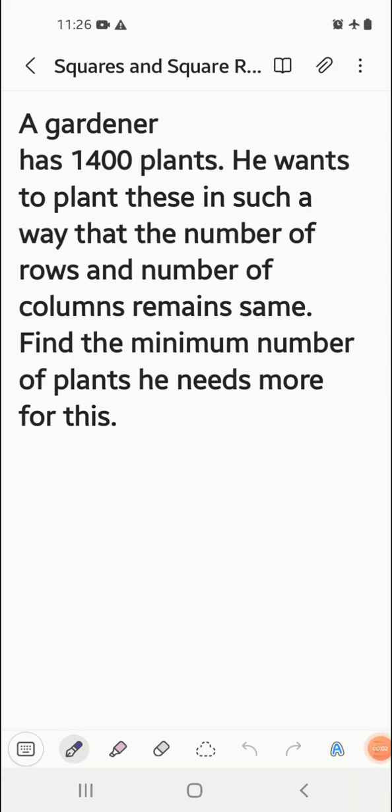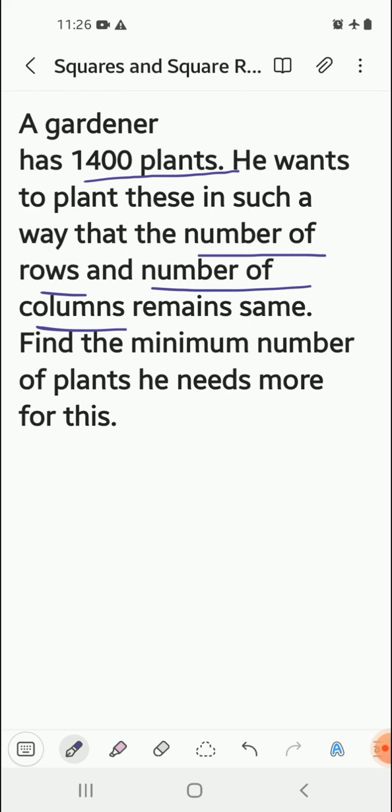Today's topic is square and square root, and we are going to solve a problem on square and square root. The question says that a gardener has 1400 plants. He wants to plant these in such a way that the number of rows and number of columns remain the same. Find the minimum number of plants he needs more for this.